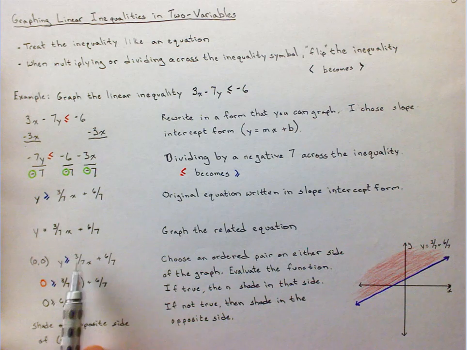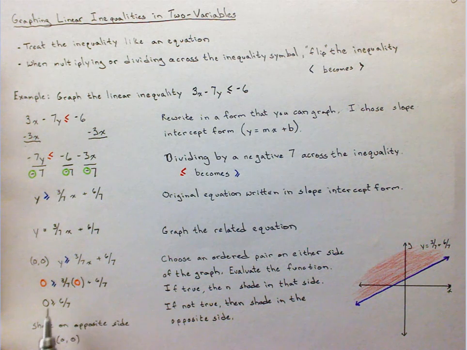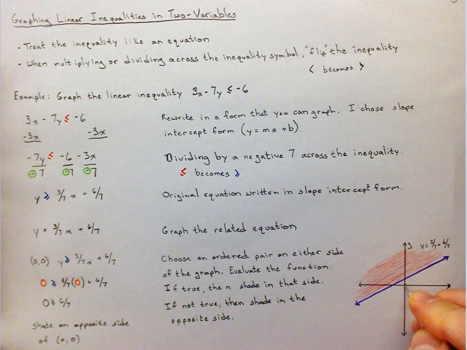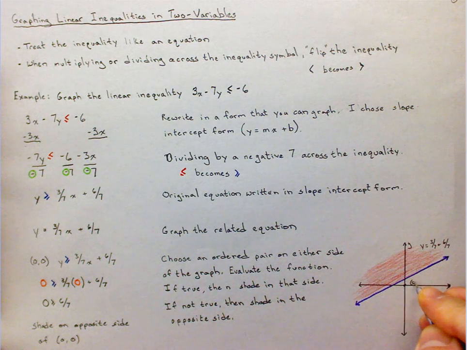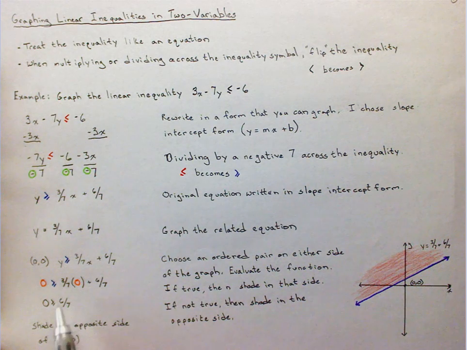When you evaluate your inequality, you're going to see if you end up with a true statement or an untrue statement. If true, then shade on the side that the coordinate was selected from. Again, I chose 0, 0. So if I had a true statement at the end, I would have shaded down here. But I did not end up with a true statement. Therefore, I shade on the opposite side.